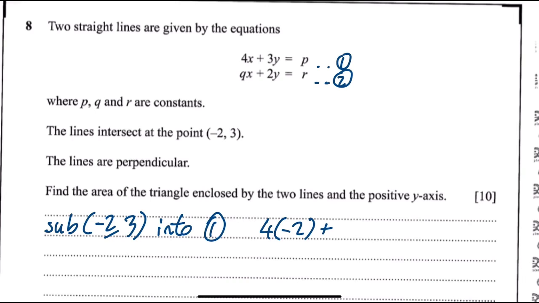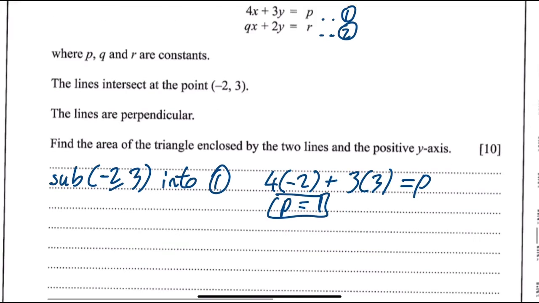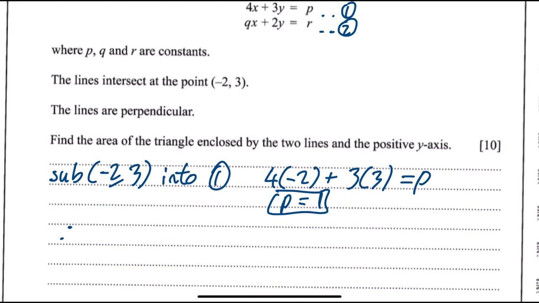4 times minus 2 plus 3 times 3 is equal to p. So straight off, that tells me 4 times minus 2 is minus 8, and 3 times 3 is 9. Minus 8 plus 9 is just 1, so p is equal to 1. Therefore, your equation is now 4x plus 3y is equal to 1. That's my new improved equation 1.